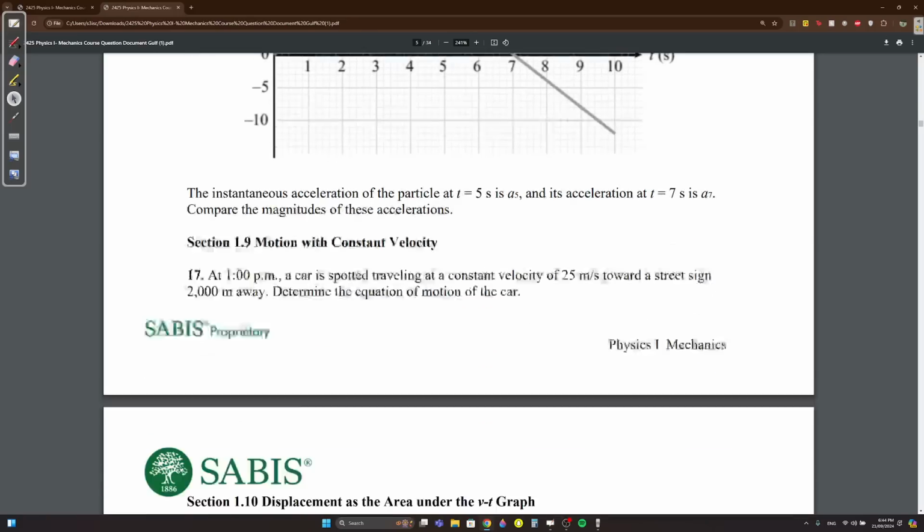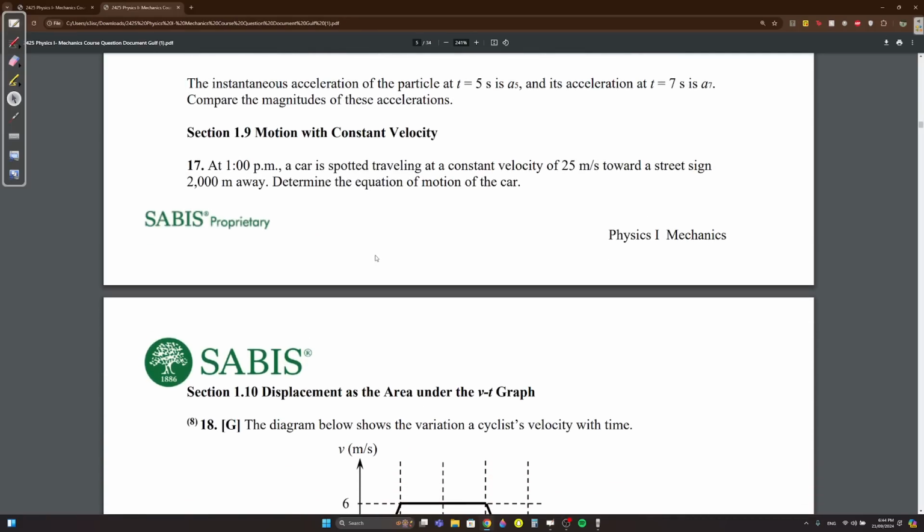Okay, that makes sense. At 1 p.m., a car is spotted traveling at a constant velocity of 25 towards a street sign 2000 meters away. Determine the equation of motion. Equations of motion, the UARM and the URM. Memorize them, like I told you in the quiz video, memorize them like it's your name. Okay? Constant velocity. What does constant velocity mean? It means UARM for sure.